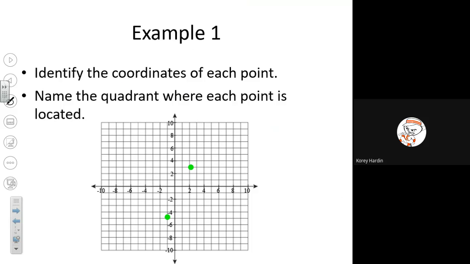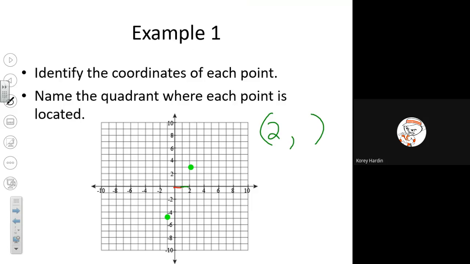Okay, so I've got your first example. On this example, identify the coordinates of each point. Name the quadrant where each point is located. Remember, this is like you're telling me directions on how to find this first green dot on the top. To find the first green dot, I'm going to go over 2. Now I'm going to use different colors on this. You don't have to, but that way it just shows us how we're getting there. So I went over 2. That's going to be my x-axis. I go to the right 2.